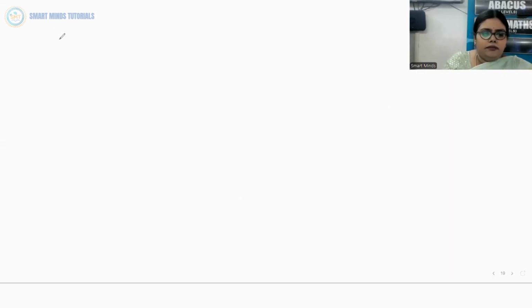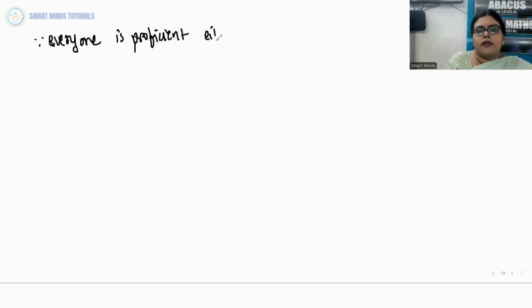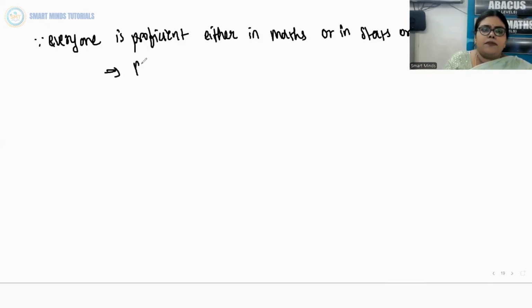So as you can see, everyone is proficient in any of the subjects. Everyone is proficient either in maths or in stats or in both. That means P of A union B is equal to P of S. But from probability basic concepts, we know that probability of a sample space is always 1. So P of A union B is 1.